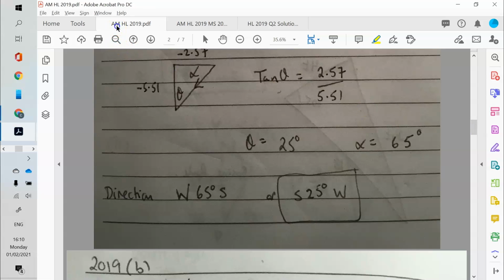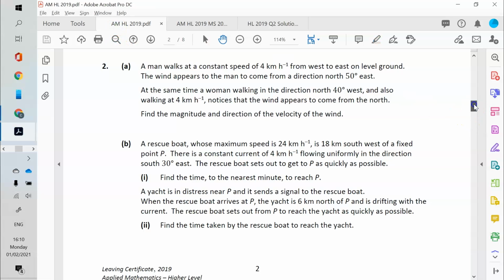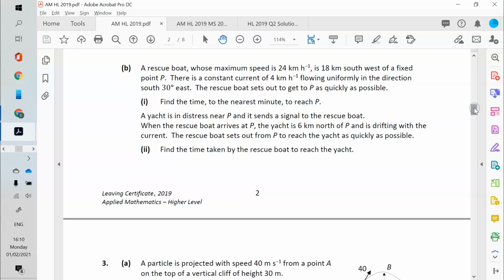Part B of the question then is about some boats. So we have a rescue boat, and we have the speed that this boat is capable of. Currently we're told the boat is 18 kilometers southwest of a particular fixed point P. So P is a fixed point. The B I use for my boat is moving.